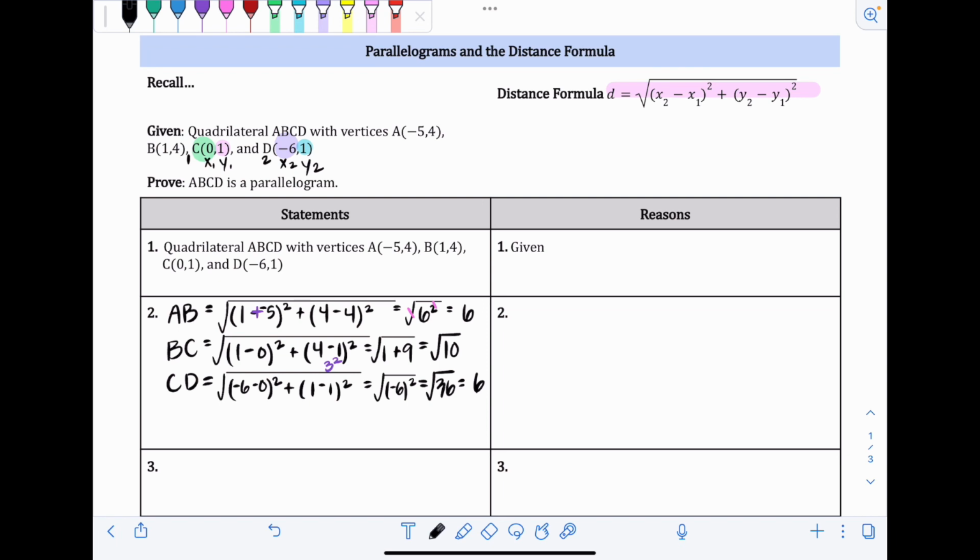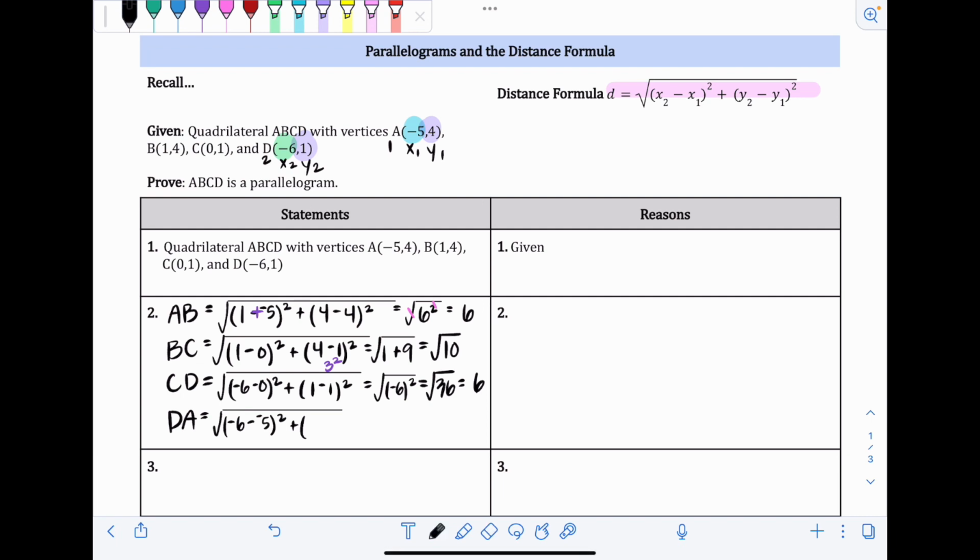Okay, and then next we'll do, so we've done A to B, B to C, C to D, and now we just need to do D to A, so those last two. So D to A, set up our radical, and then we'll label our points. So I'll just say that A is point 1, so I can keep my labeling on D. So this will be x1, y1. So for x2, it'll be negative 6, and then minus x1 will be negative 5. So parentheses negative 6 minus negative 5 squared, and then plus, for my y's, y2 minus y1. Sorry, y2 is 1, and then minus y1 is 4.